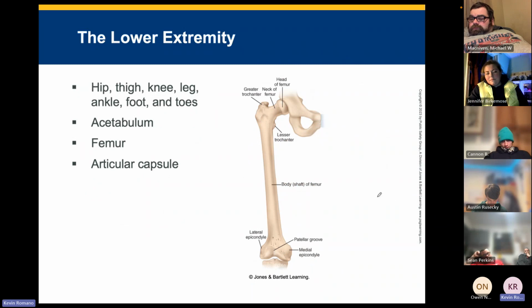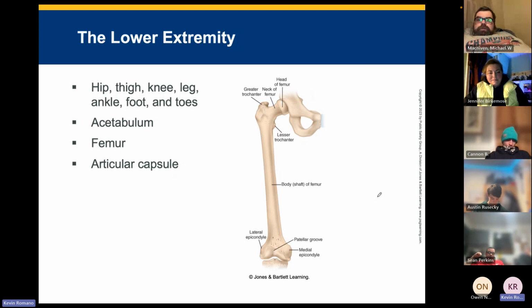So with that being said, let's go into lower extremity. So the hip, my goodness, a lot of text messages tonight. Sorry, we had an employee get an injury tonight, so she can't make a shift.